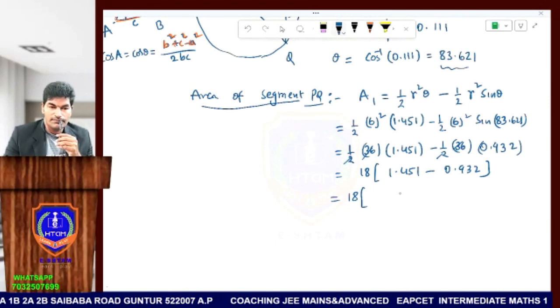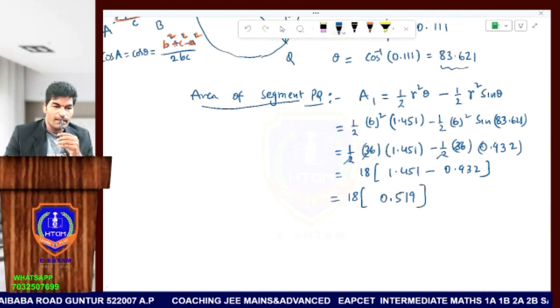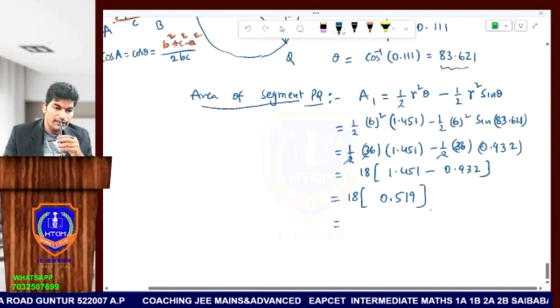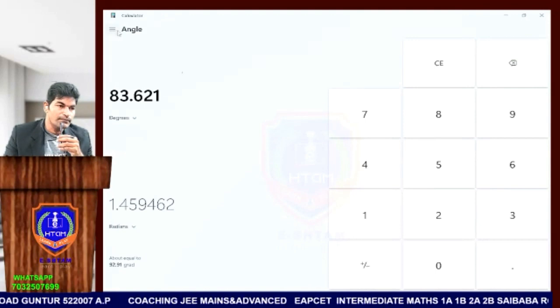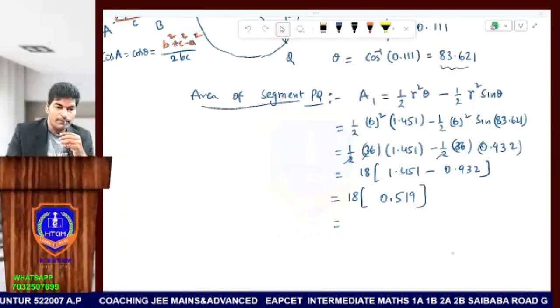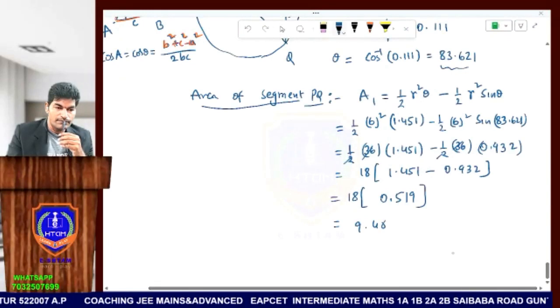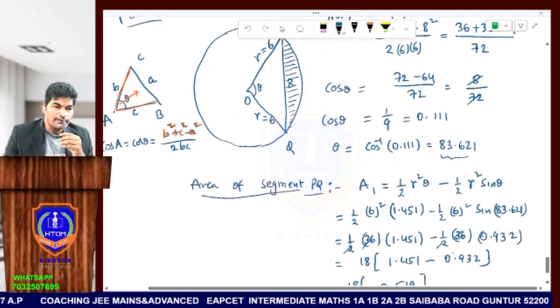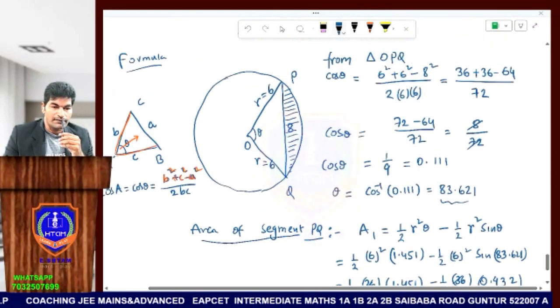18 times 1.451 minus 0.932. How much? It is 0.519. Multiply with 18: 0.519 into 18 is 9.486. So this is the answer, the area of the segment.